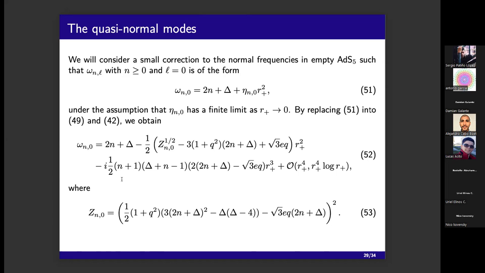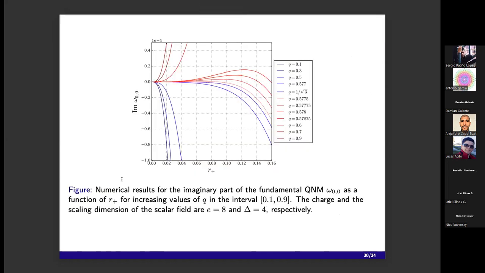This is just the numerics. The Painlevé VI implements the imaginary part of the quasi-normal modes. And we can see that we have just a superradiant window, and then when Q is 1 over the square root of 3, you start to have these instabilities.